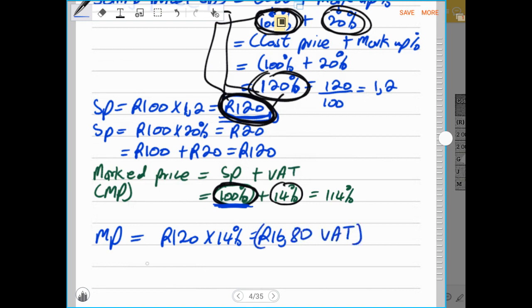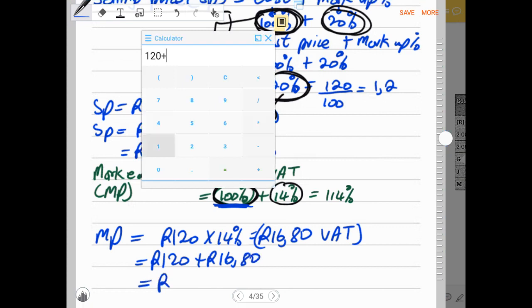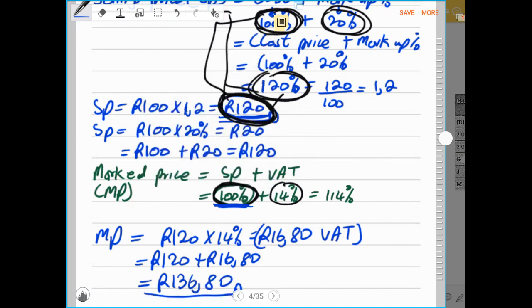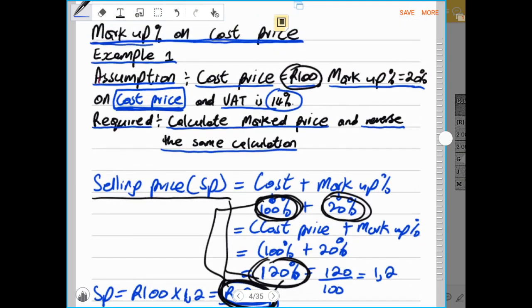Therefore, now if this is VAT, it means you can say our marked price is equal to 120 plus VAT, of which our VAT is 16 rand 80 cents. Therefore, now this will give us the marked up price, which is 120 plus 16 rand 80 cents. Then this will give us the same 136 rand 80 cents. So now, however you do it, guys, it does not matter. What is important is to know how to calculate the markup price, how to calculate the selling price, and how to calculate the VAT in the case where the markup percentage is on the cost price. That is the very important emphasis.